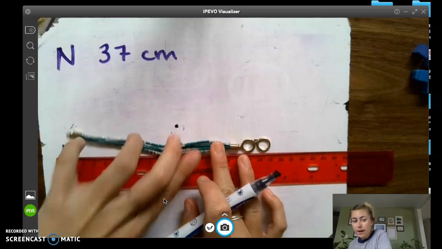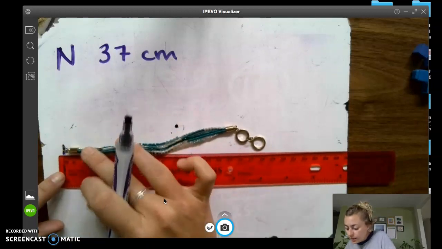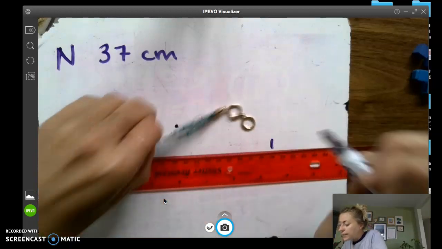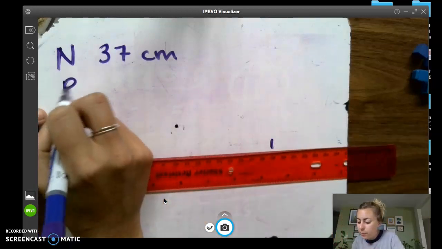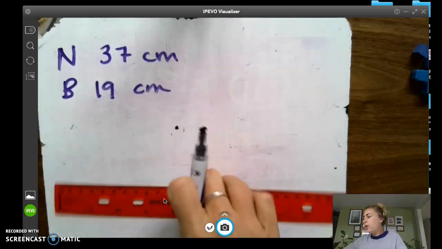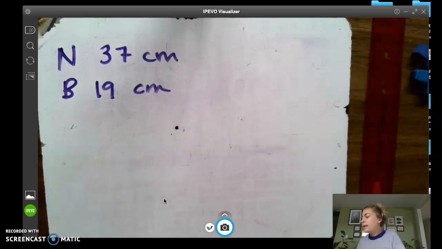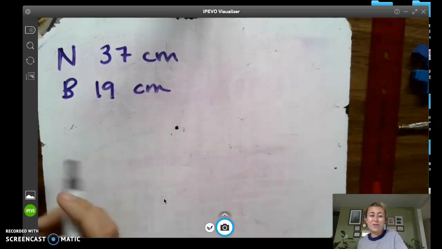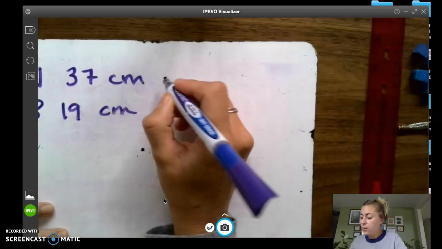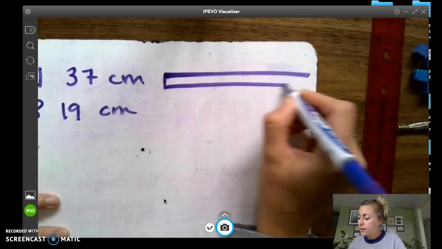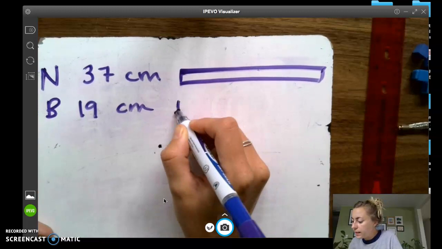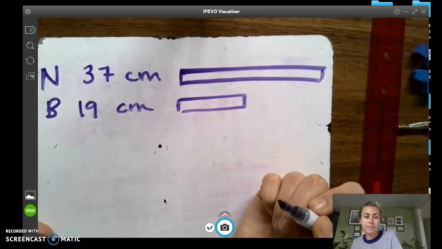So when I measured my bracelet, I measured end to end, and I found that at the end here, it's 19 centimeters. So for my bracelet, it's 19 centimeters. Since I already know how to do my equations, I can easily do an equation instead of drawing out 37 circles and 19 circles for my bracelet, right? So let's pretend that this is my 37 centimeter necklace and this is my 19 centimeter bracelet.